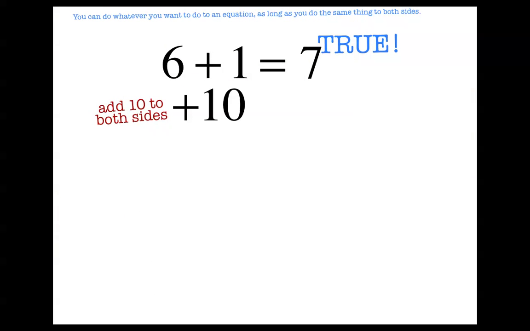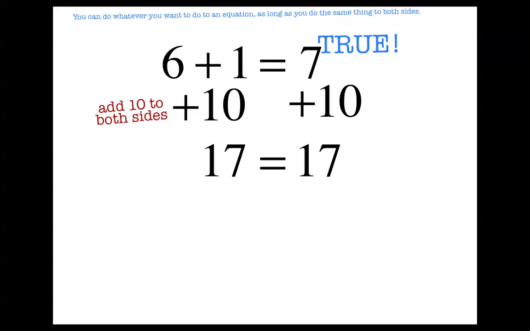I can add 10 to the left, and I get 6 plus 1 plus 10. As long as I add 10 to the right as well, 6 plus 1 plus 10 is 17, and 7 plus 10 is 17. I started with a true equation, and I ended with a true equation because I did the same thing to both sides. As long as you keep it balanced, you're good to go. What if I wanted to get real crazy and subtract 2 from both sides?